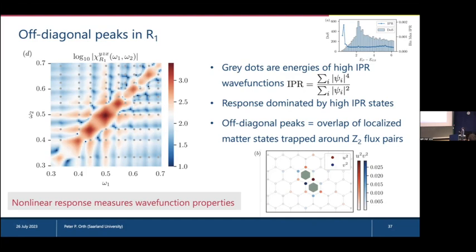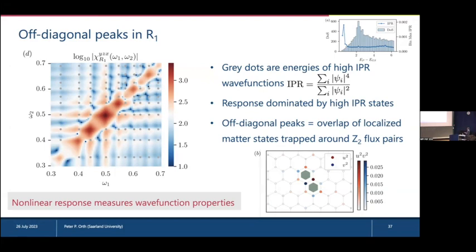And so the off-diagonal peaks are actually proportional to the overlap of these localized Majorana matter states. These off-diagonal peaks can only occur if you have some localized eigenstate of the system, because otherwise there wouldn't be a large overlap between two eigenstates. If they were very delocalized in the system, there would be only a very small overlap. So the fact that you have off-diagonal peaks is a very qualitative insight that the underlying wave functions must be localized, because we are applying a local operator in the response function.